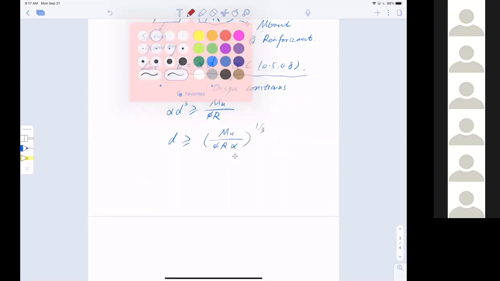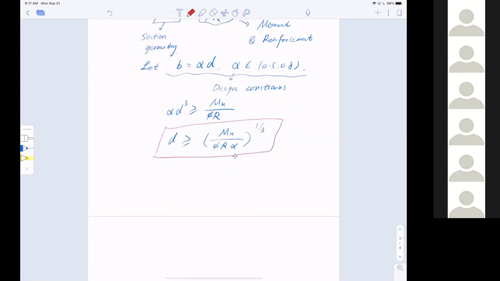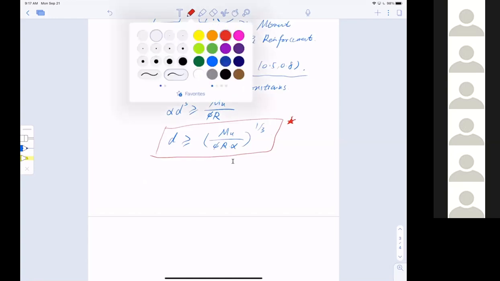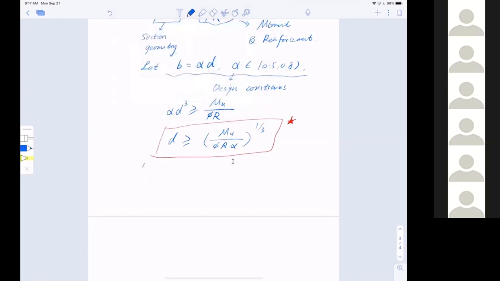And now, ladies and gentlemen, this is the geometry design equation. Now, recall for one layer of reinforcement, I have a relationship between the height h and the depth d.